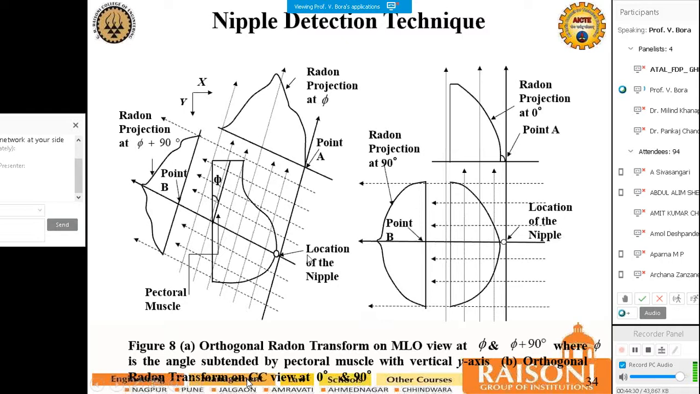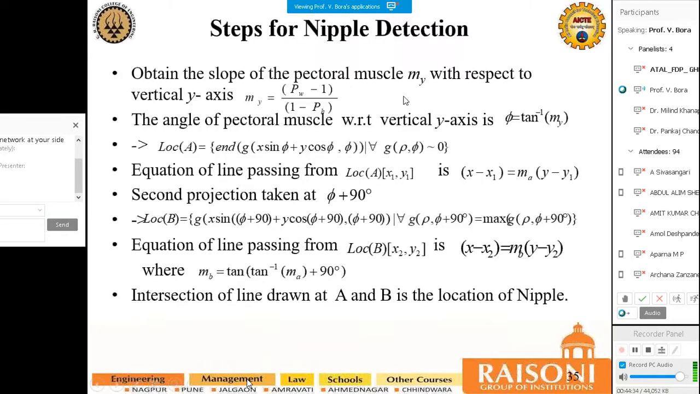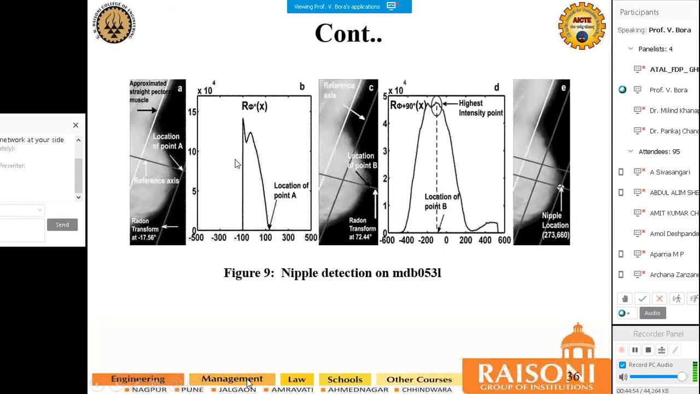Okay. Now, steps, I think I had explained this. These are the slope of the pectoral muscle, and from this slope, they have taken the radon transform and located the point A, and then from 5 plus 90 degrees located the point B, and drawn these two lines. The intersection of the lines at A and B is the location of the reference point. So this is how it is applied.